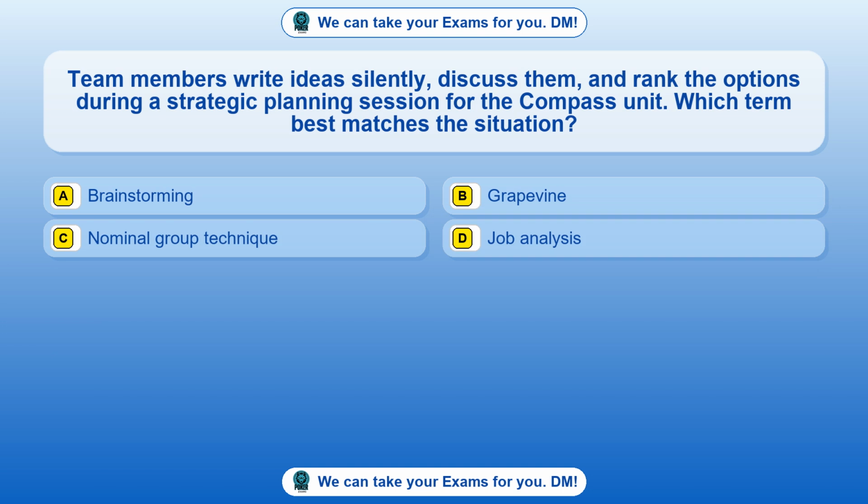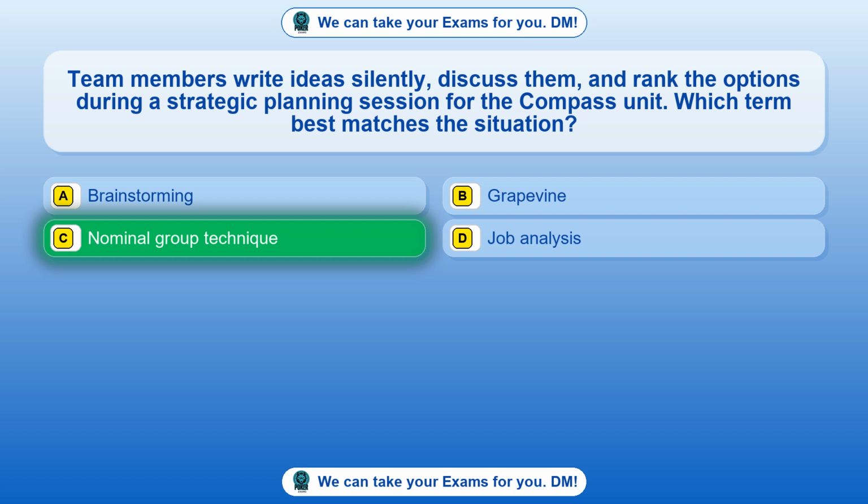Question 6. Team members write ideas silently, discuss them, and rank the options during a strategic planning session for the compass unit. Which term best matches the situation? Option A, brainstorming. Option B, grapevine. Option C, nominal group technique. Option D, job analysis. The correct answer is option C, nominal group technique.